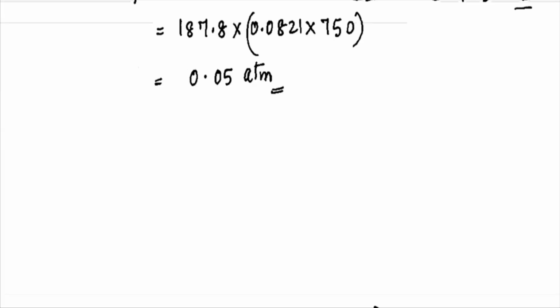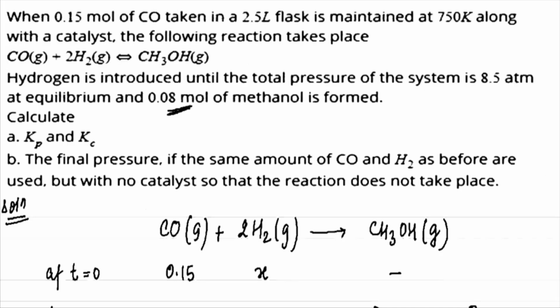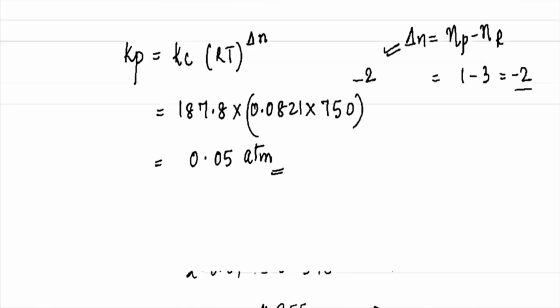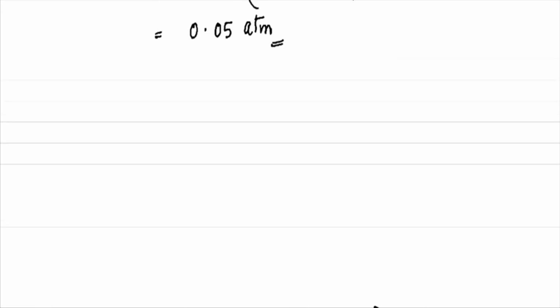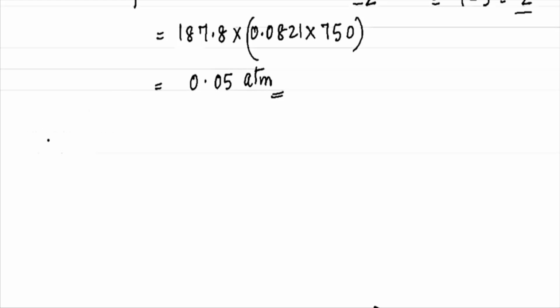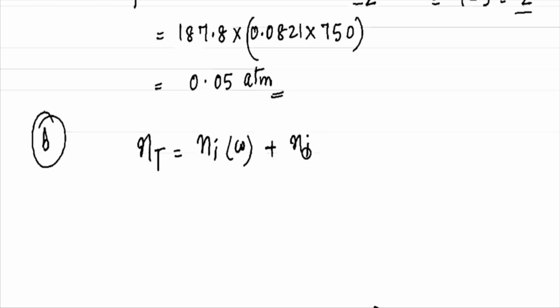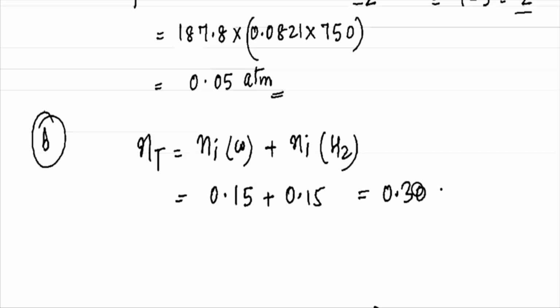Now moving ahead, the second part of the question is telling us to find out the final pressure if the same amount of CO and H2 is used as before, and with no catalyst, so that the reaction does not take place. So for the B part, the NT will be the initial moles of CO that was given in the question, plus we have to use the same amount of hydrogen also. So it will be 0.15 plus 0.15, which will be equal to 0.30.